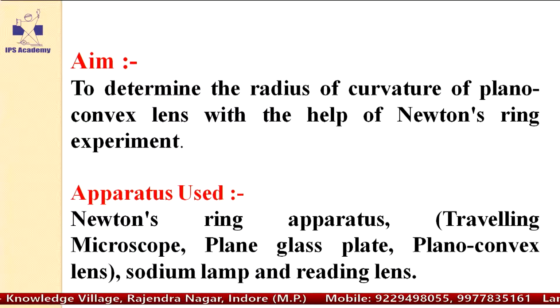So before understanding the experiment, first we should know about the phenomena on which the Newton's ring experiment depends. It depends on interference phenomena. So what is interference? When two beams coming from two coherent sources are superposed with each other, having the same frequency, same amplitude and nearly constant phase difference, and they form a non-uniform distribution of intensity of light, this non-uniform distribution of light is known as interference.